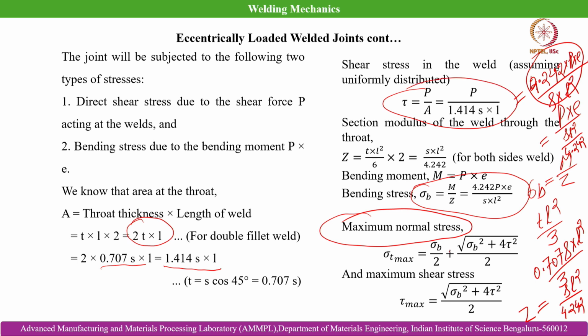So then from substituting the value of shear stress and the bending stress, from here we can calculate the maximum normal stress based on this formula, and the maximum shear stress as well based on this formula, because we know the individual values of sigma b and tau.